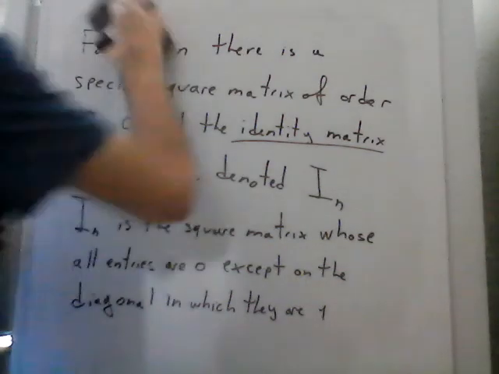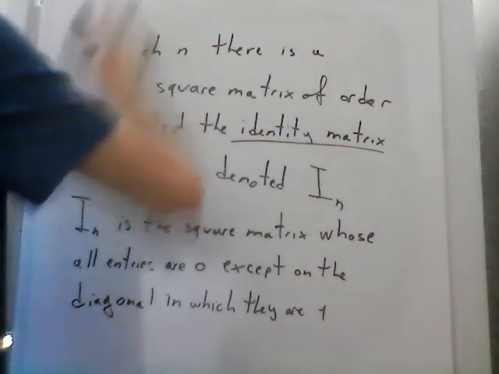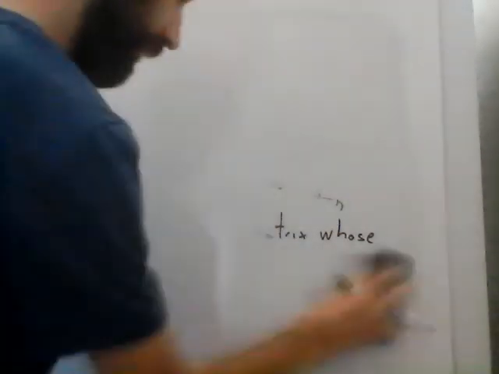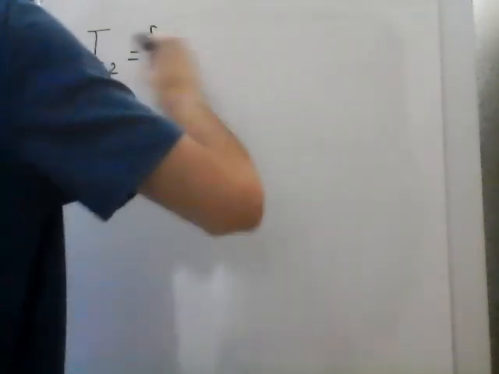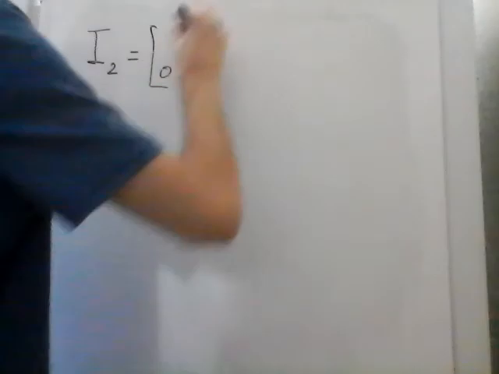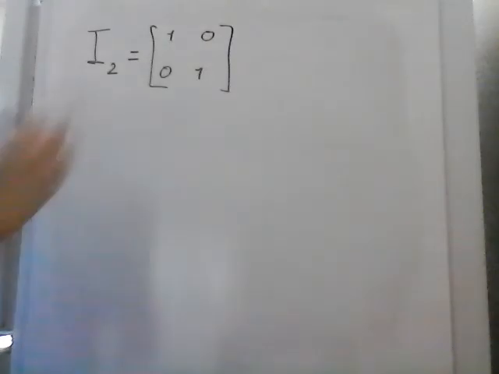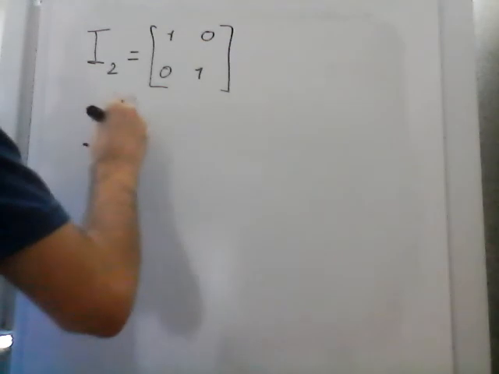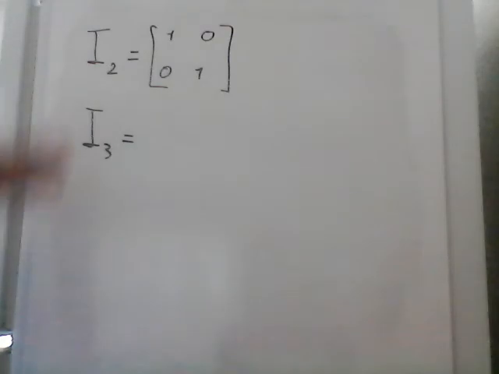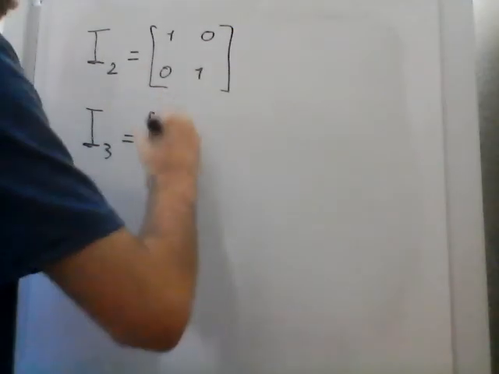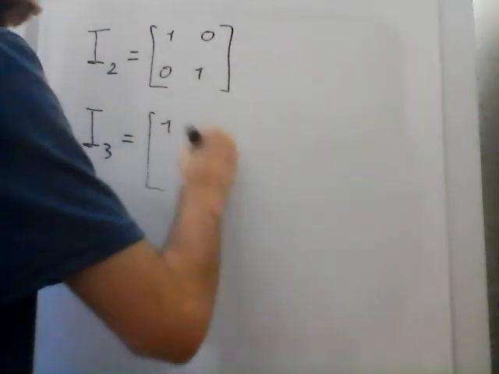Let's see the examples. Let's see the identity matrices of order 2 and 3. I2 is the square matrix of order 2, so it's a 2 by 2 matrix with 0 everywhere except 1 on the diagonal. The identity matrix of order 3 is a 3 by 3 matrix with 0 everywhere except on the diagonal, where we have 1.